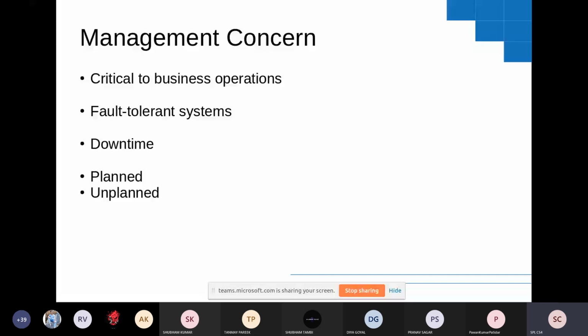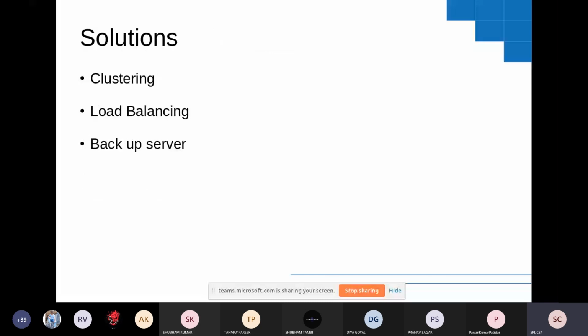While unplanned downtime in turn is caused by some unforeseen circumstances. For example, a hardware or software failure has occurred, or it could be something as difficult as a disaster has come. Okay, so those could be some unplanned downtimes. To deal with such situations, there are some solutions for managing web applications that have been put forward. We will talk about them. Clustering, load balancing, and backup server are three different solutions that have been put forward.